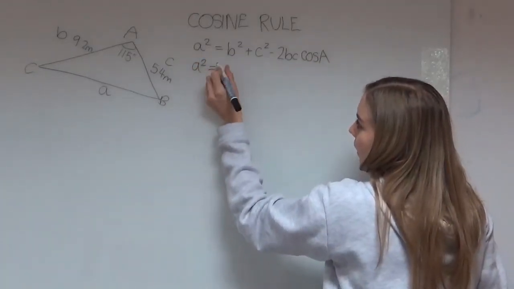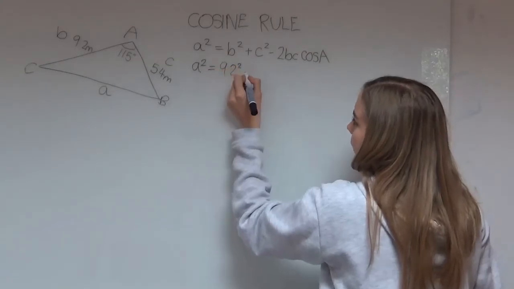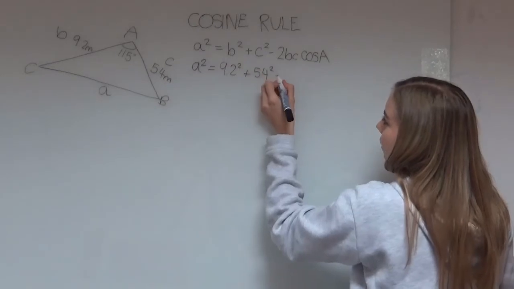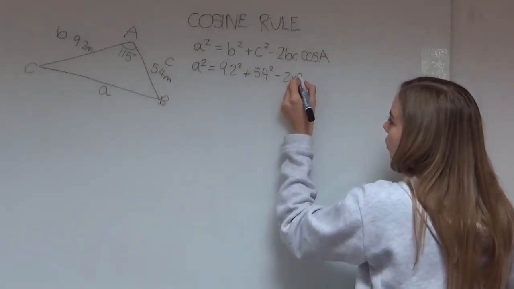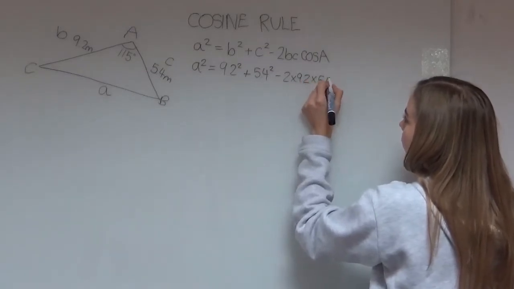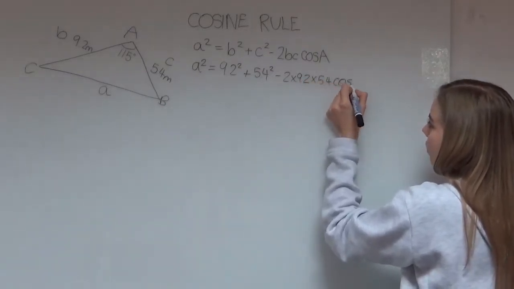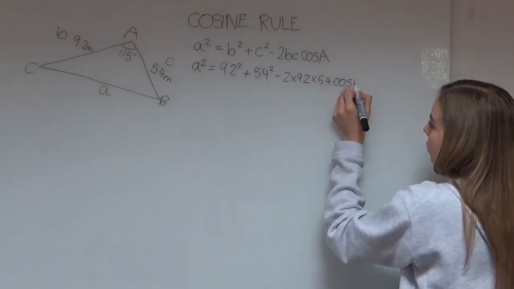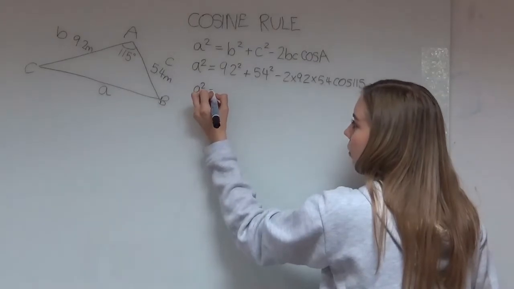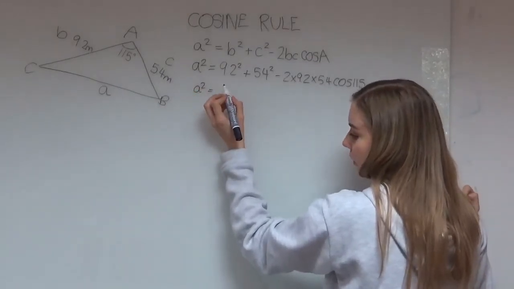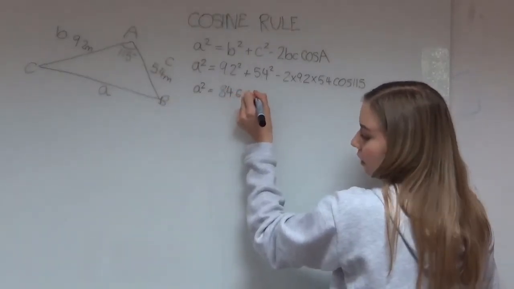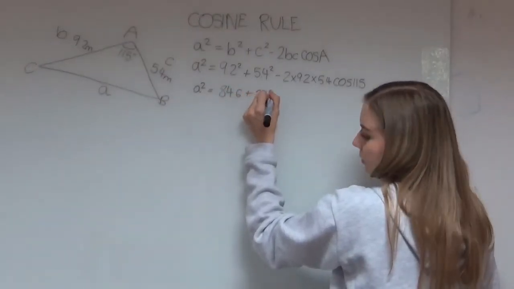So we don't know our A squared, that's what we're trying to find out. Then we've got 9.2 squared plus 5.4 squared minus 2 times 9.2 times 5.4, and then cos of our angle, which is 115. Then we just have to neaten this up. You can do as many steps as you like, you can put it all into your calculator if you want, but I recommend doing it in stages so you don't make a mistake.